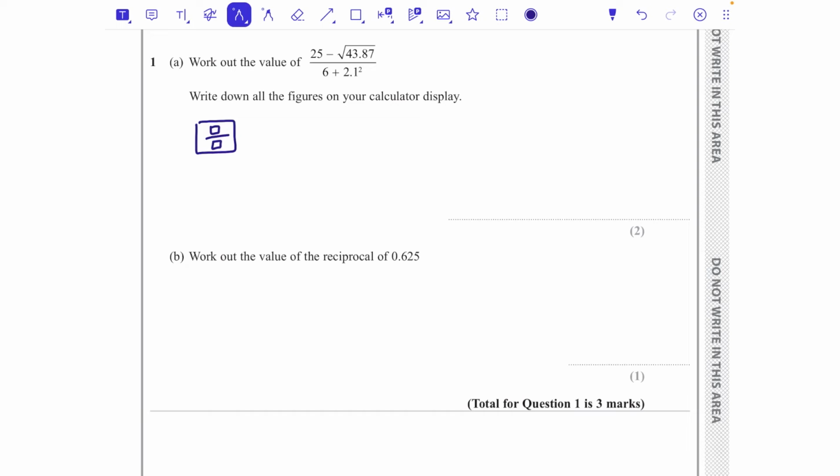Now hitting equals, that gives me 1.7652792. So I've typed it in exactly like that. It shouldn't look any different in your calculator. You can do the numerator and denominator separately, but I think it's easier just to type it all in one go. Lovely. Then it says work out the value of the reciprocal of 0.625.